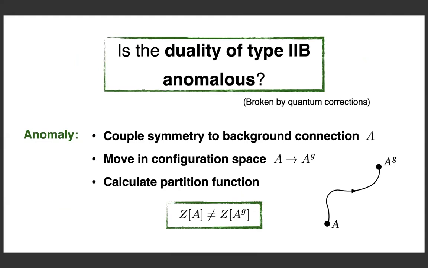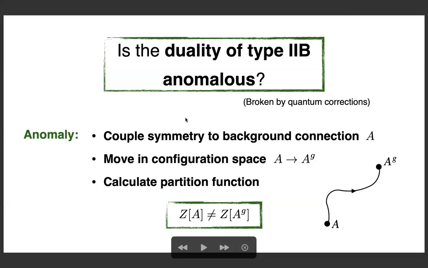So first, what is an anomaly? Well, in order to see if your system or your symmetry has an anomaly, you usually do the following. You couple your symmetry, which can be discrete or continuous, to a background connection that I call A. Then you take a path in configuration space. So you vary basically your connection. You can also vary the metric of your space-time manifold if you want, from A along a path to another point, a A^g, that is just connected via gauge transformation to the starting point. And then you calculate the partition function at both these gauge equivalent points. And if the partition functions don't match, then you would say that the symmetry has an anomaly.